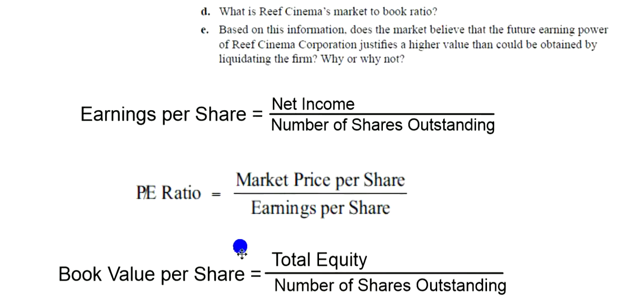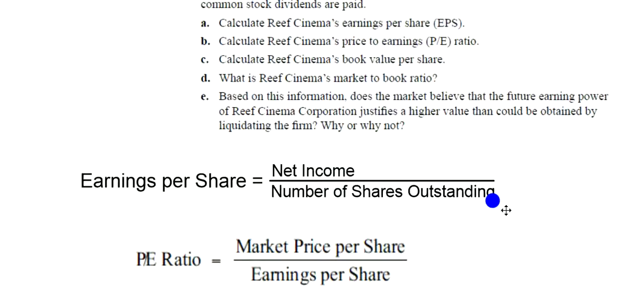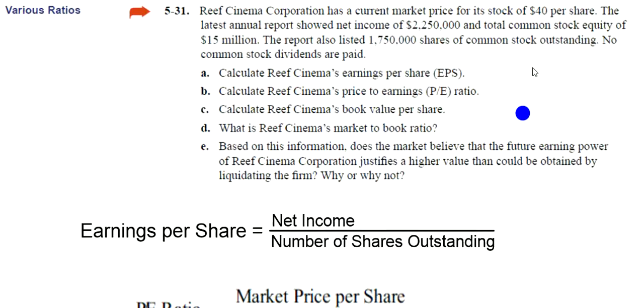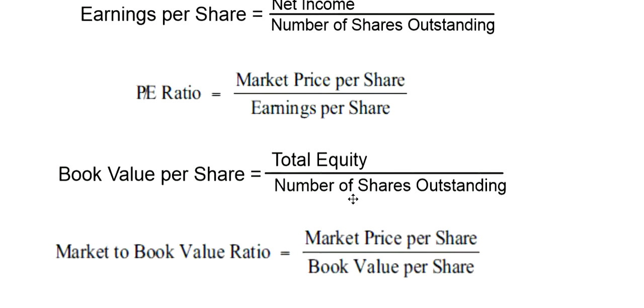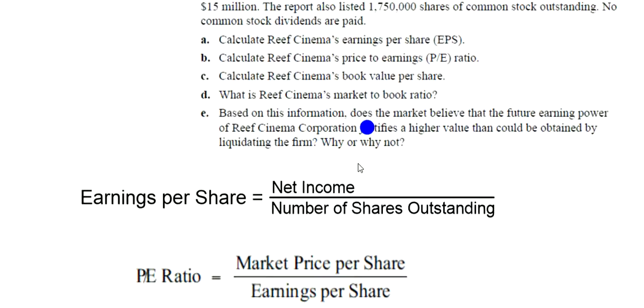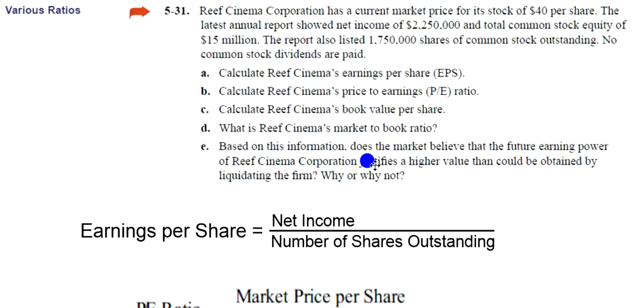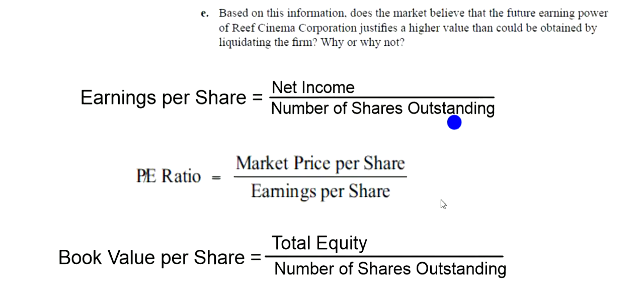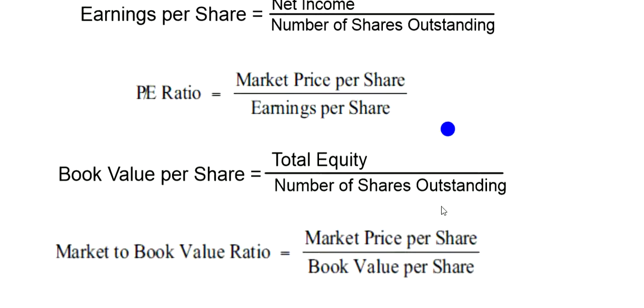Book value per share: we would take the total equity, which I believe is 15 million, but let me jump up here to make sure. So total equity, yeah, the total common stock equity is 15 million, and we put that over the number of shares outstanding to get the book value per share. So that's total equity of 15 million over total shares outstanding, which is 1,750,000. That is how we compute the book value per share ratio.